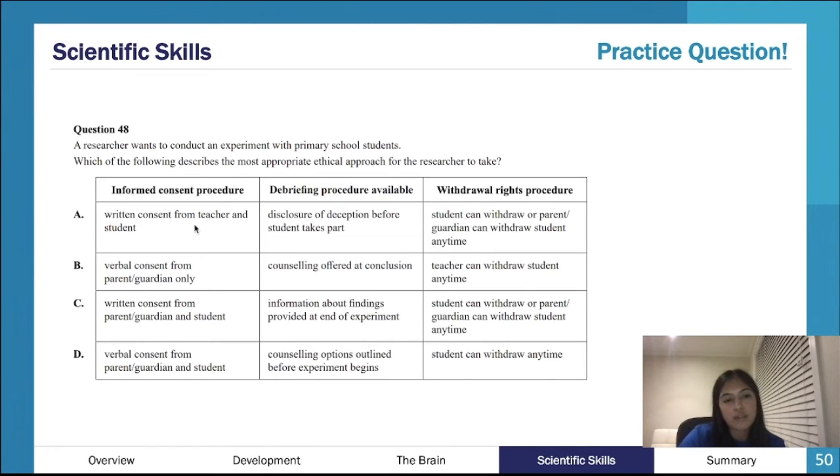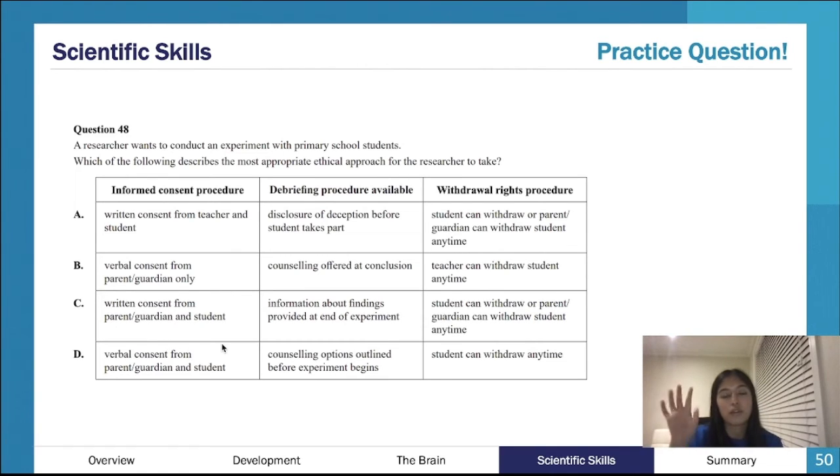So written consent from teacher and student. A researcher wants to conduct an experiment with primary school students. The teacher is not the legal guardian, so that wouldn't be the right thing to do. Verbal consent, no, it has to be written. Verbal consent, no, it has to be written. So written consent from parent, guardian, and student. So already, based on this first column, C is kind of looking like the only right one here.